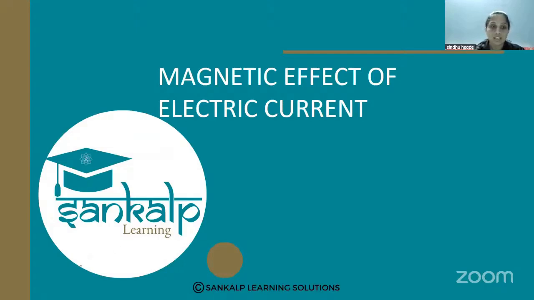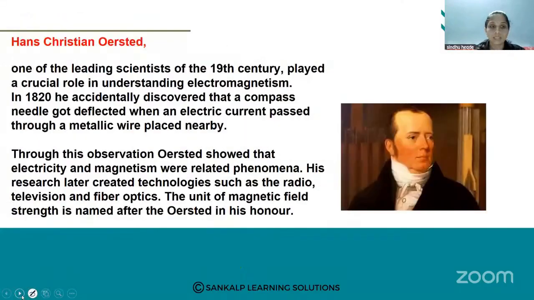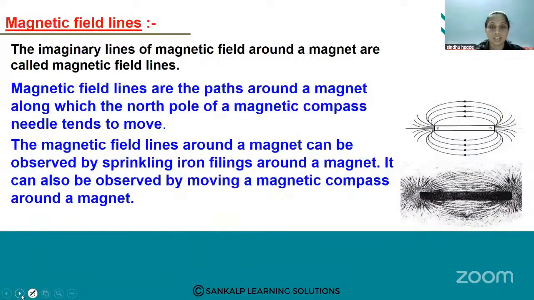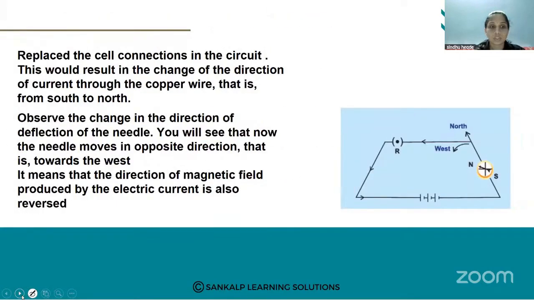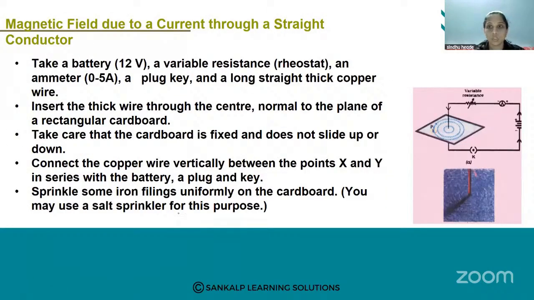In our last class, we discussed some concepts related to the magnetic effect of electric current, right? Just remember those things once, and then we will move to the next one. In our yesterday's class, the first concept we discussed was the magnetic field due to a current through a straight conductor, right?